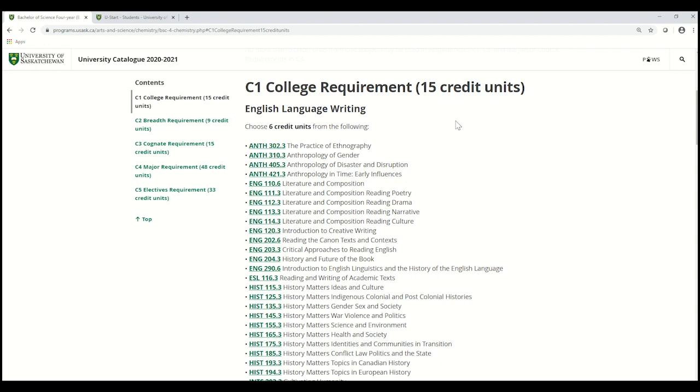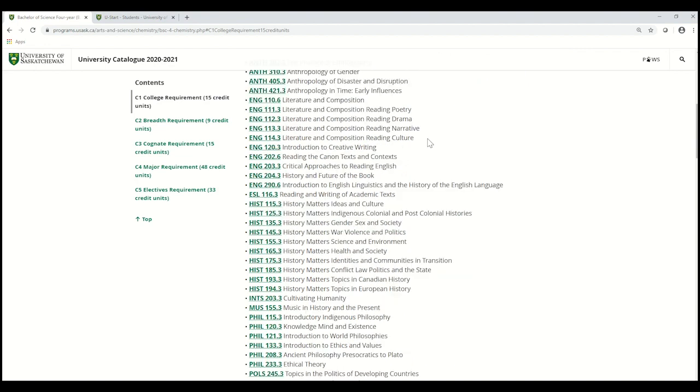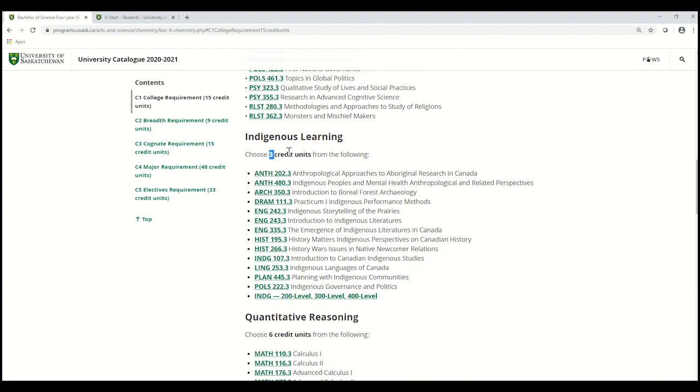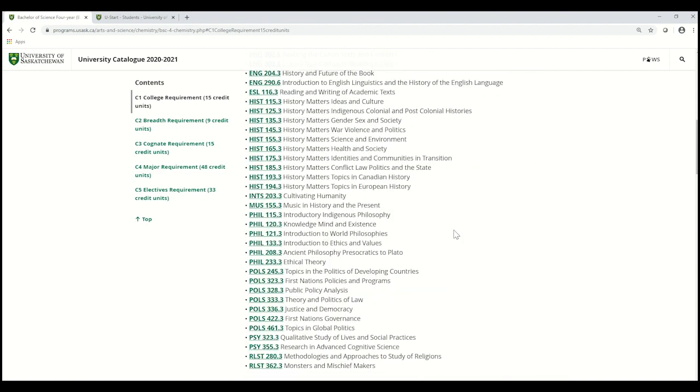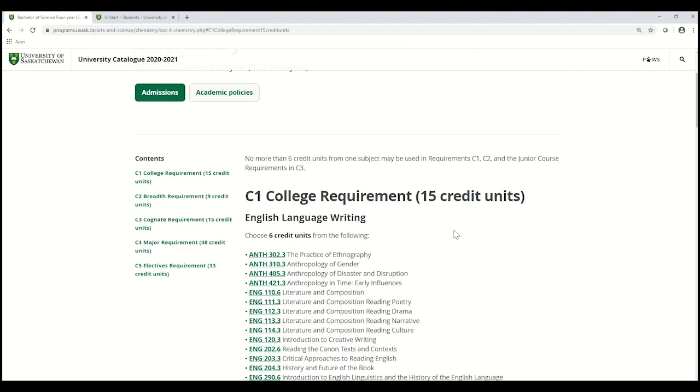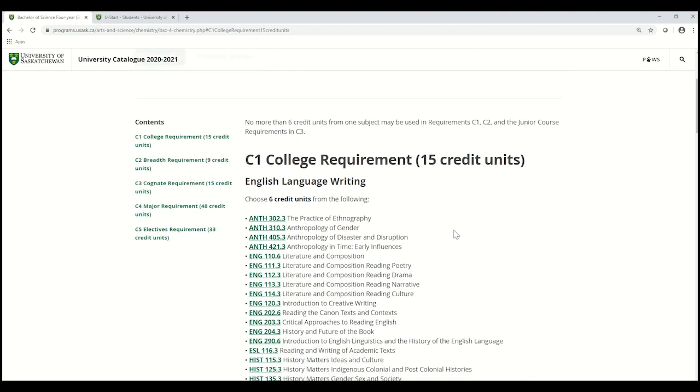So that's going to include 6 credit units of English language writing. It's going to include 3 credit units of Indigenous learning, and it's going to include 6 credit units of Quantitative Reasoning. It'll be a little bit different for each major, but in general, the English language writing, the Indigenous learning, and the Quantitative Reasoning requirements will all need to be fulfilled one way or another.